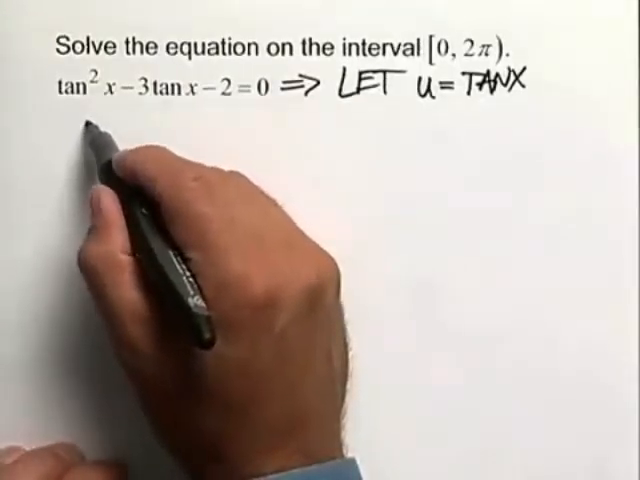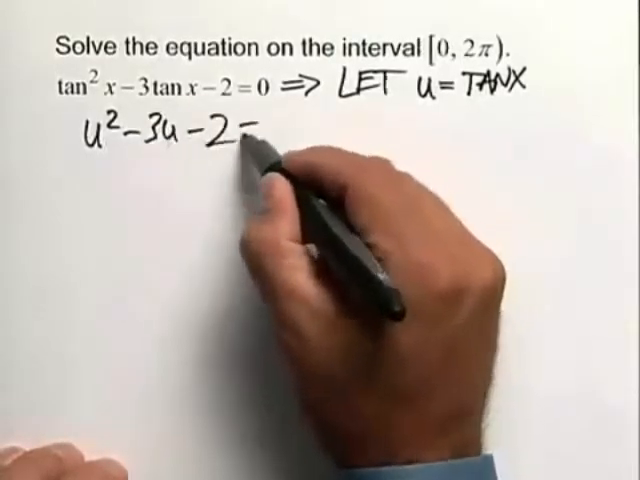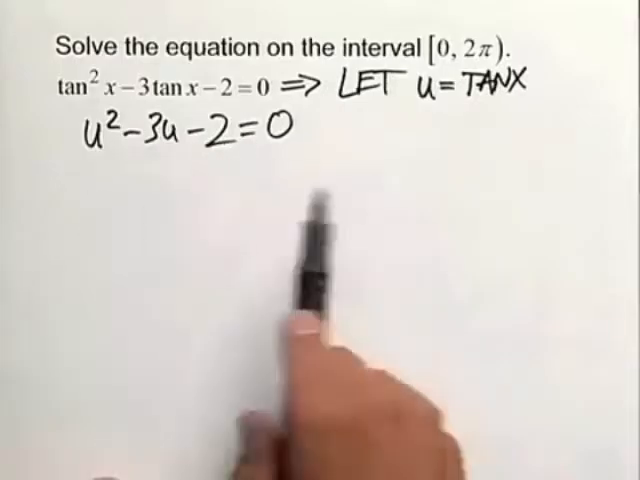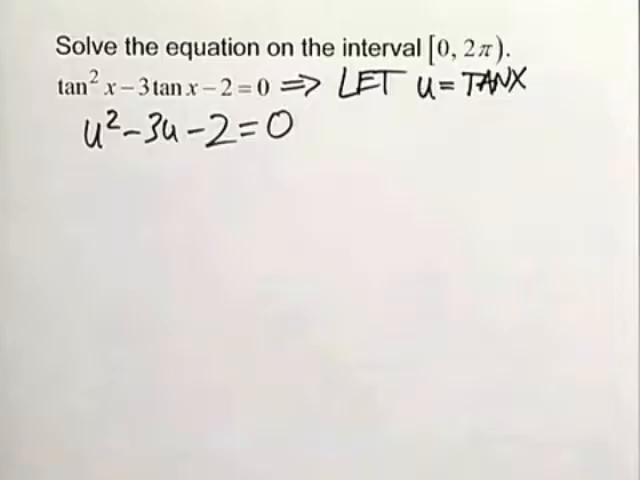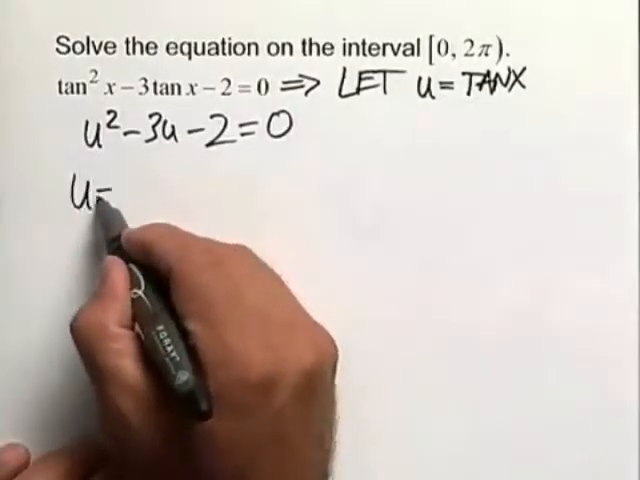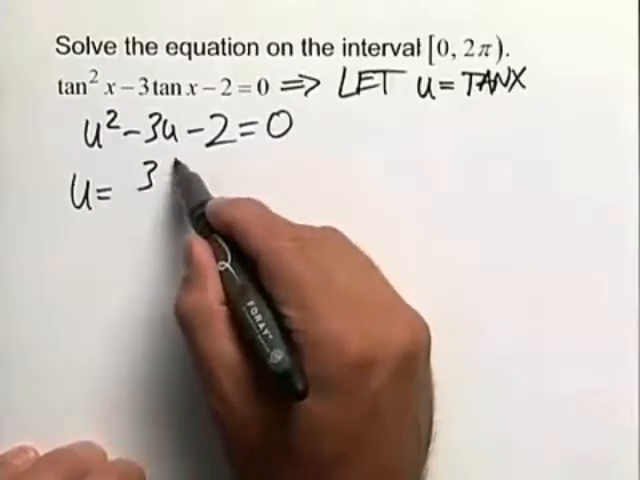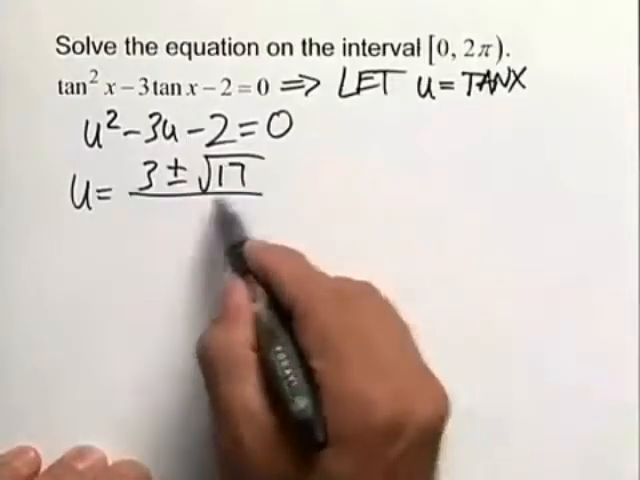From this, we obtain the quadratic equation u squared minus 3u minus 2 equaling 0. Now notice, this is not factorable. We have no factors of negative 2 whose sum is negative 3, so we have to use the quadratic formula. So u will then be equal to the quadratic formula plugged in. We obtain 3 plus or minus the square root of 17, all over 2.